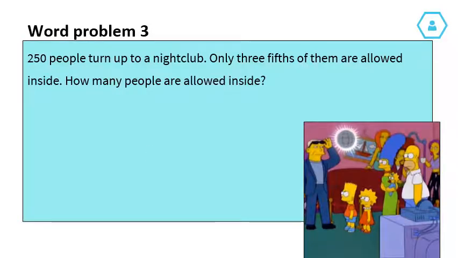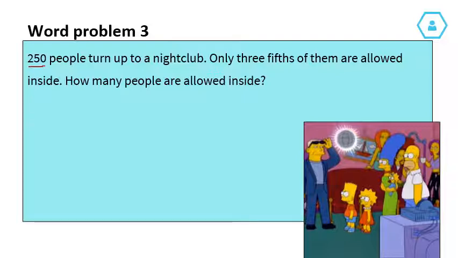Okay, now here is our third word problem. 250 people turn up to a nightclub. Only 3/5 of them are allowed inside. How many people are allowed inside? So I've got 250 is my total. There's no more coming along, but only 3/5 of them are allowed inside. So I know that a certain proportion of these people are allowed inside.